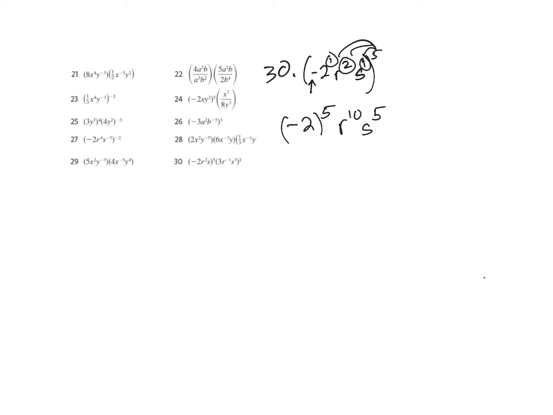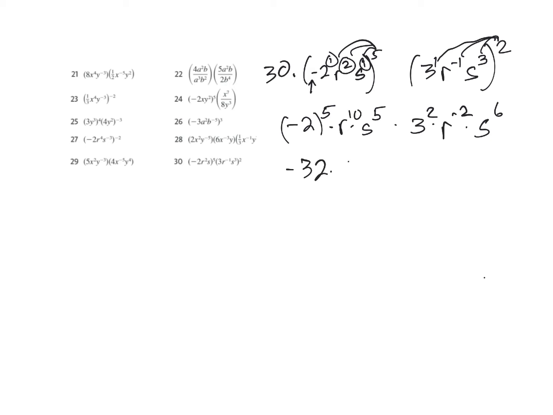So now look at the other part of number 30. 3r to the negative 1, s cubed raised to the 2nd power. So again, 2 times 3, 2 times negative 1, and 2 times the 1 exponent gives us 3 squared r to the negative 2, s to the 6th power. Multiplying all of these together, negative 2 to the 5th is negative 32, 3 squared is 9, r to the 10th times r to the negative 2, times s to the 5th times s to the 6th.